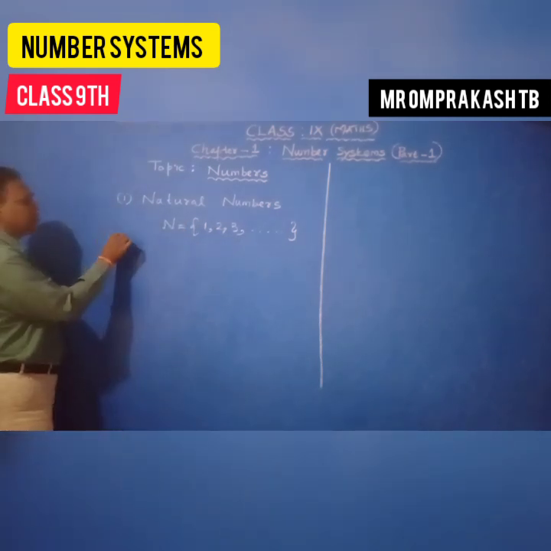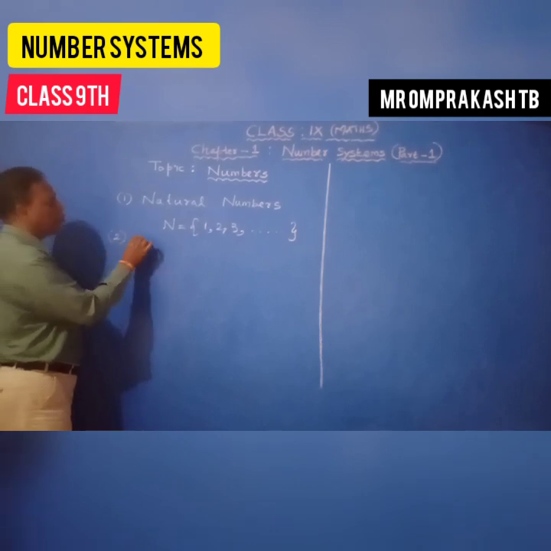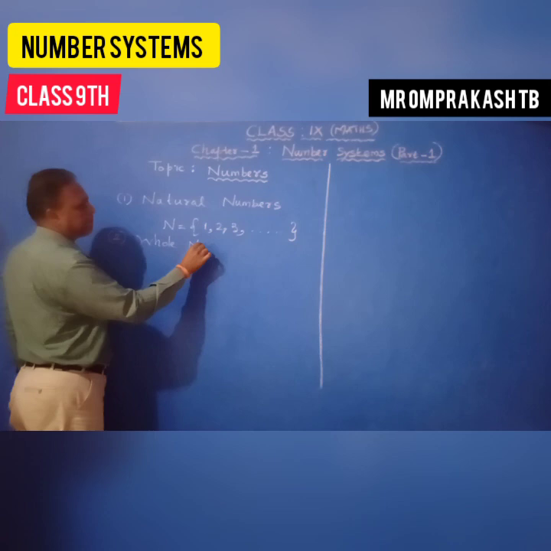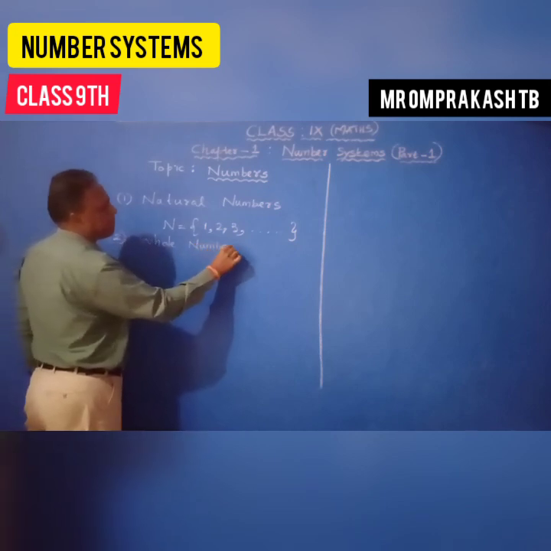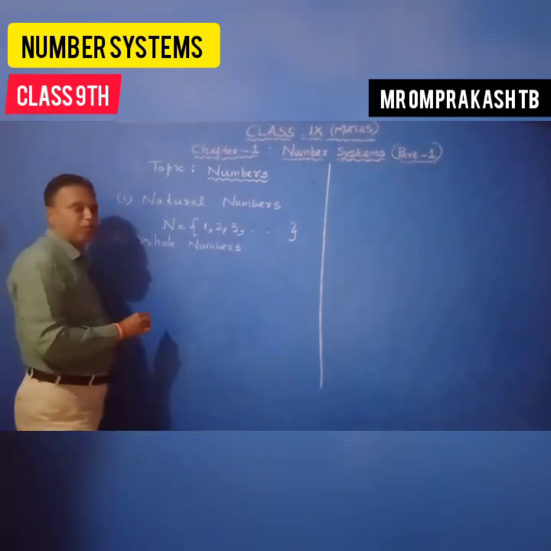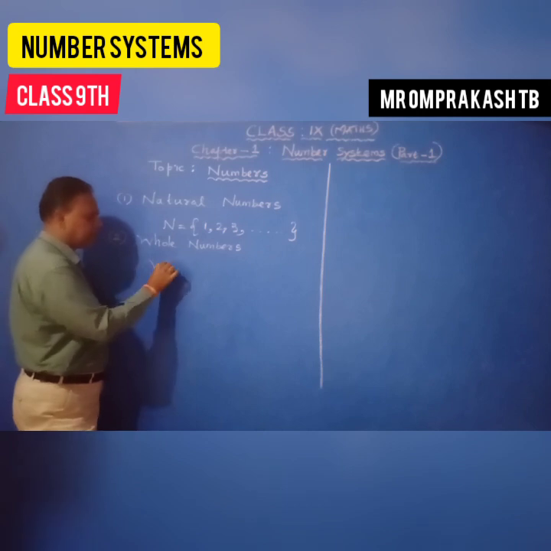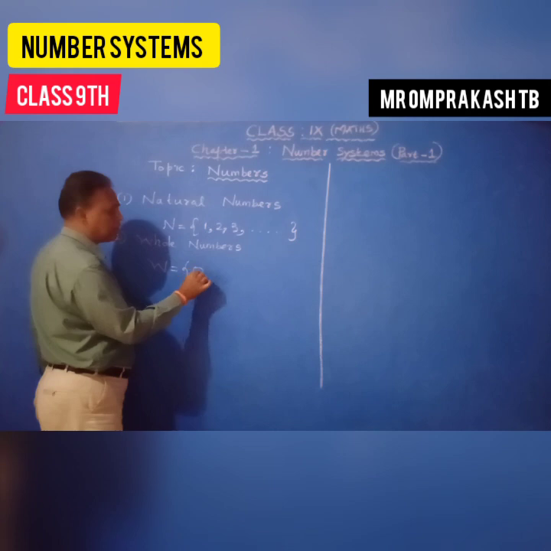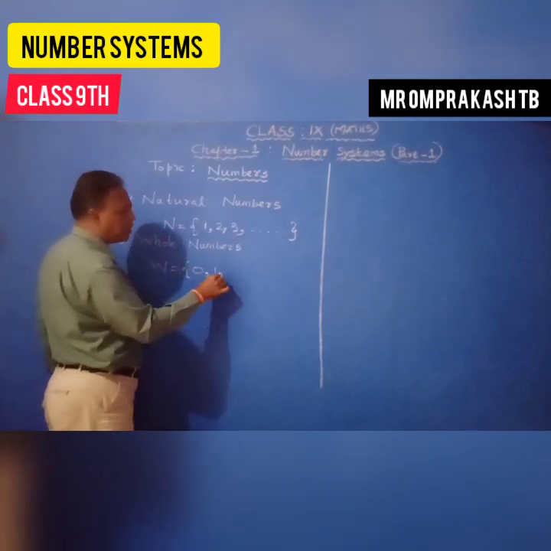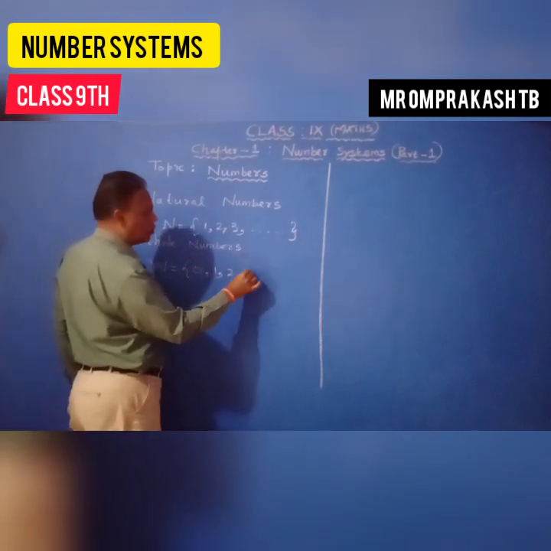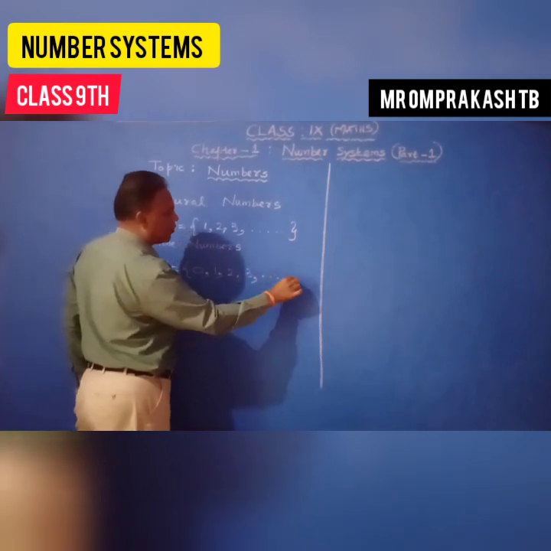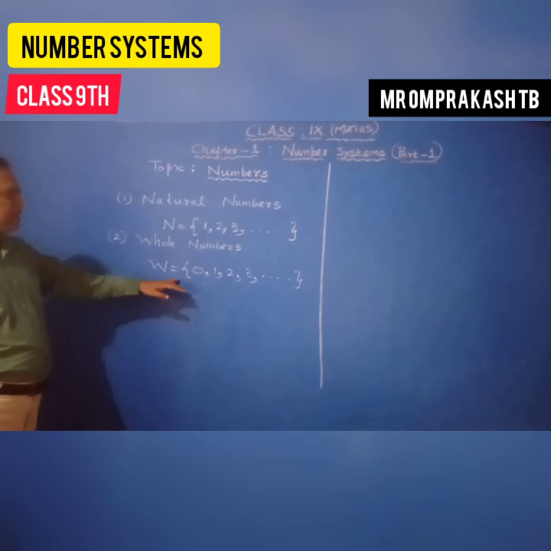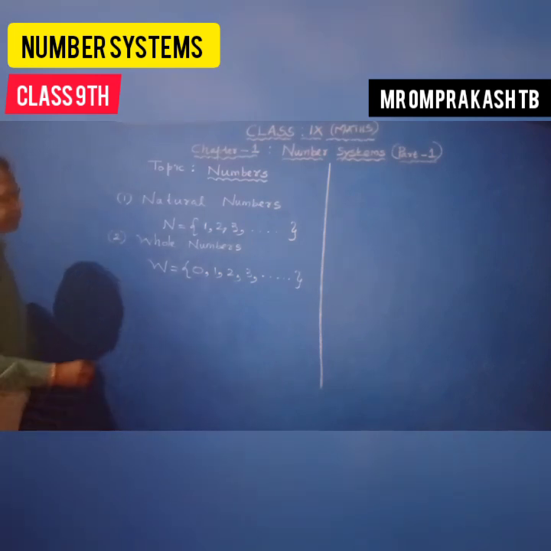Next number what you have studied? Whole numbers. It is denoted by capital W. Set of all numbers starting from 0, 1, 2, 3, etc. Including 0 in the natural numbers, then you will get whole numbers.